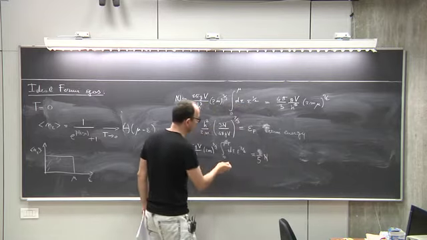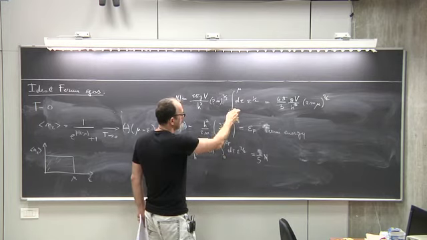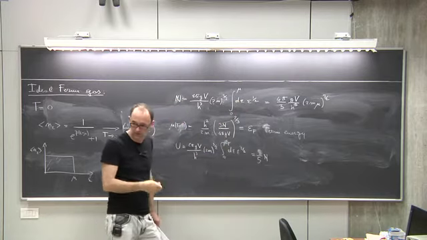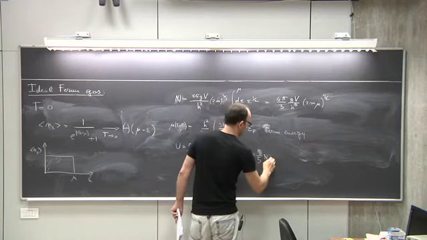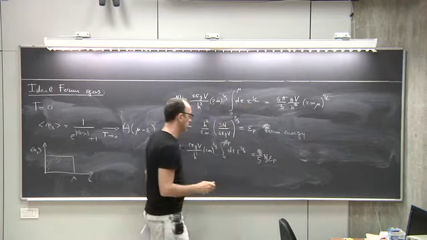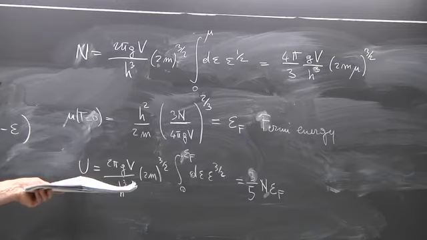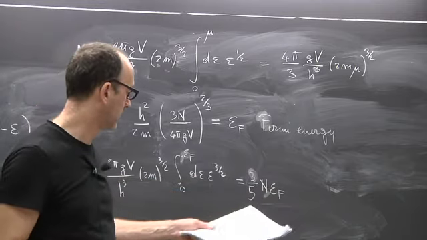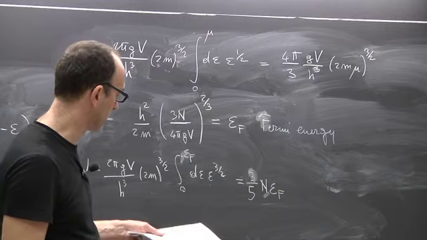And the other thing is that instead of mu to the 3/2, you get epsilon f to the 5/2. So the result is that the average energy, the internal energy of this gas, will be 3/5 of n times epsilon f.